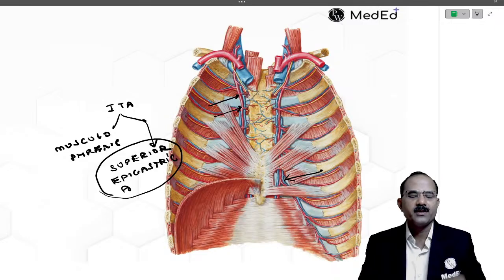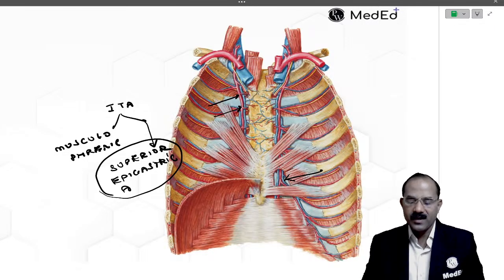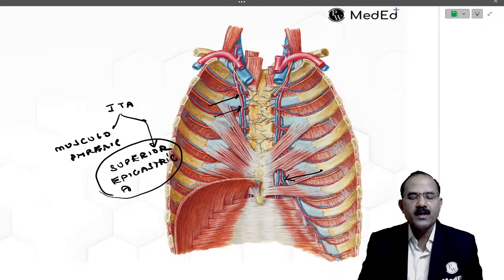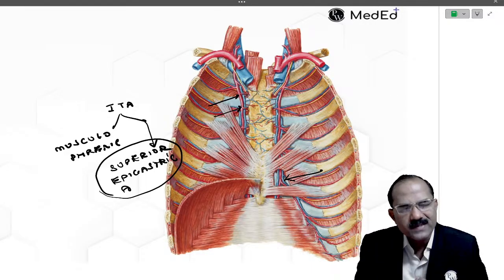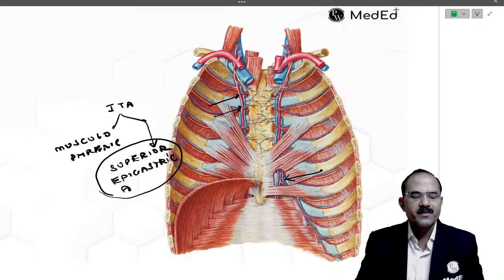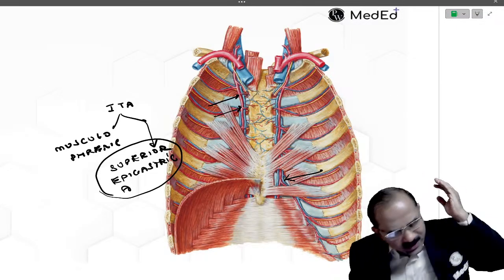External carotid, no child, no. Answer. Superficial epigastric artery is a branch of celiac trunk, no child. Celiac trunk is inside the abdomen. It's not celiac trunk. Superficial epigastric. Yes, Vinay, you got this right.